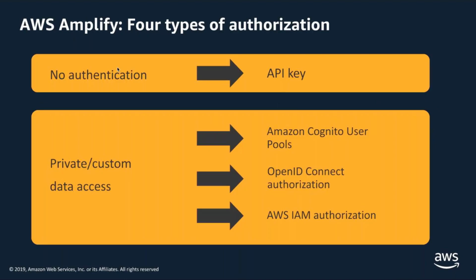In AWS and in AWS Amplify, there's often four types of authorization that you'll come across. No authentication, which again would be for anybody to be able to access. And most times you can access services like AWS AppSync, which is a GraphQL service, with something like an API key only. However, for private or custom data access, oftentimes you'll have to resort to something else, like Cognito user pools, which we'll talk about in more detail, OpenID Connect authorization, and AWS IAM authorization.